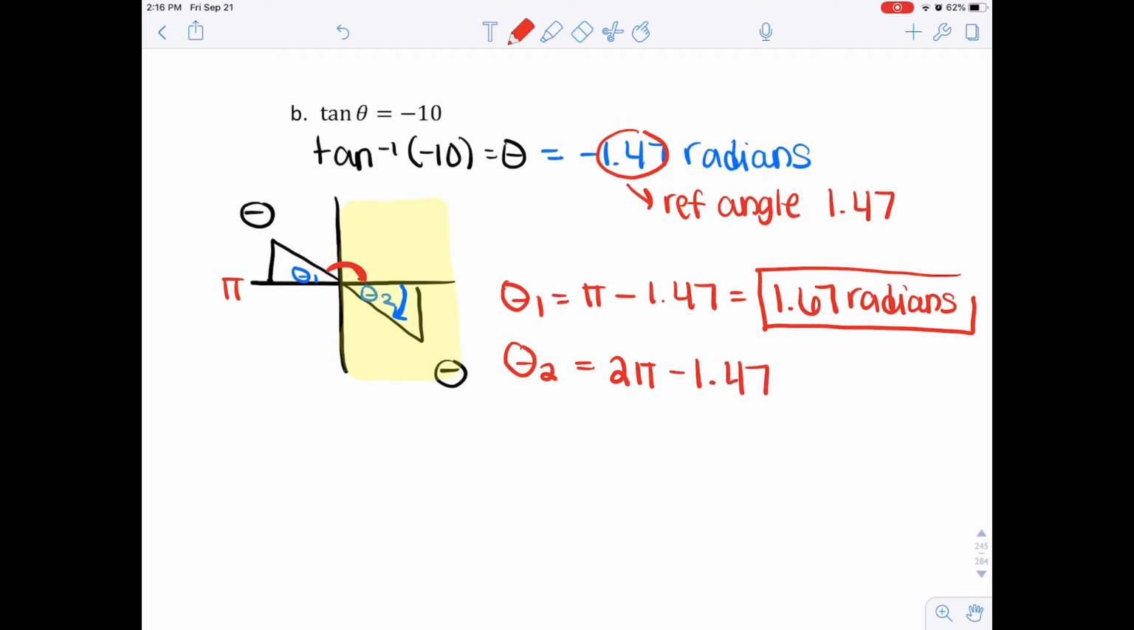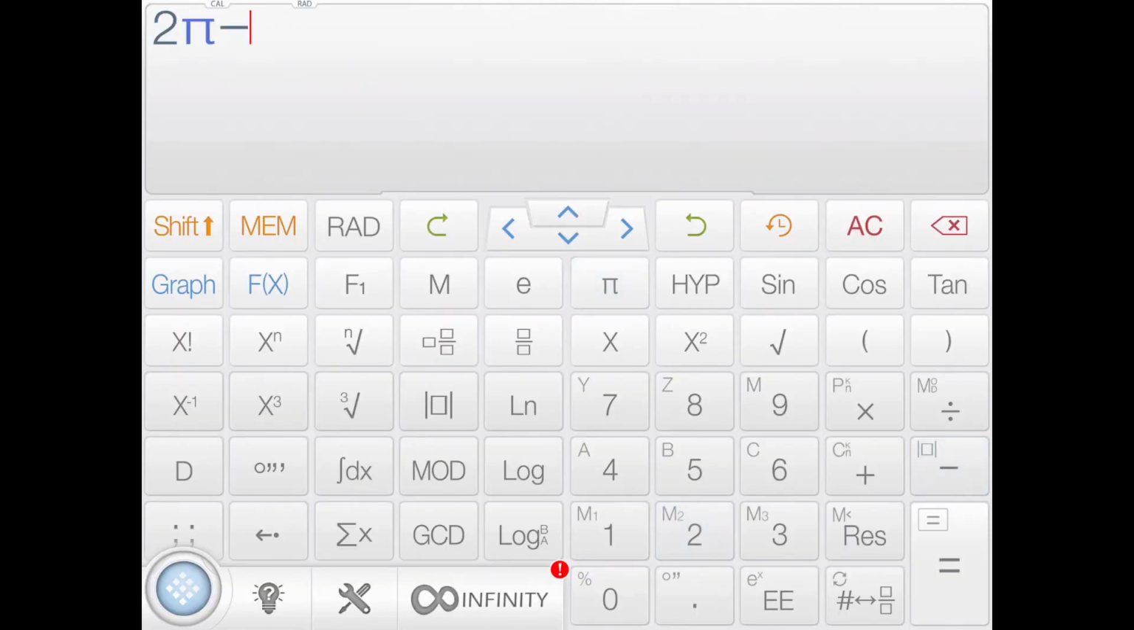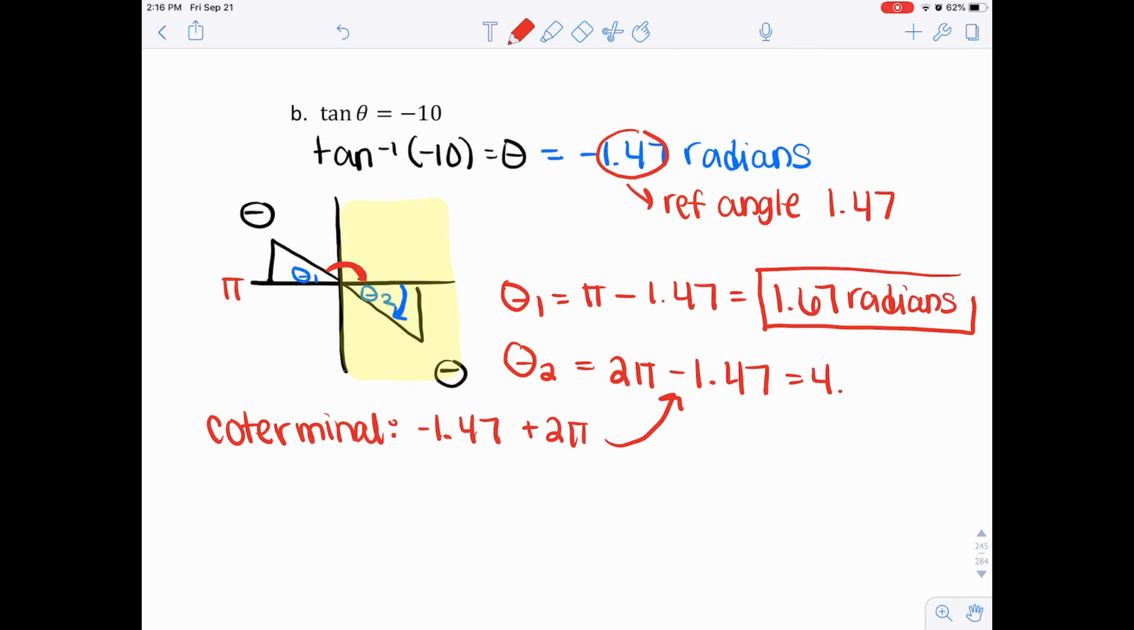For the second angle measure, we're essentially finding an angle that's coterminal to the negative 1.47. And to find coterminal angles, you either add or subtract 2 pi. So if you take negative 1.47 and add a full rotation of 2 pi, you get to the exact same answer, which is 4.81.